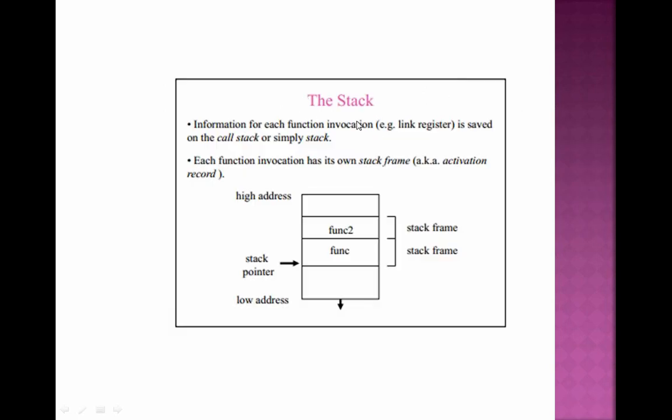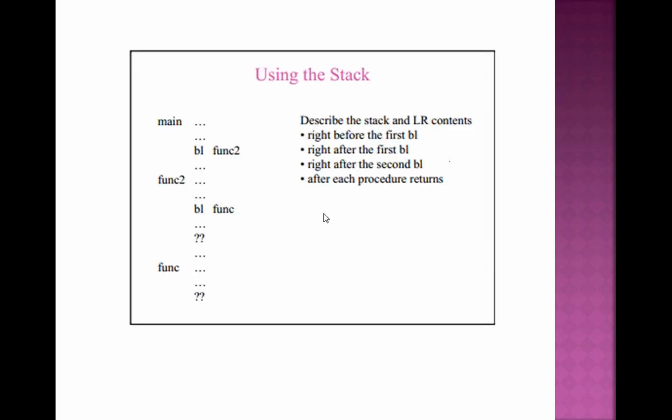Next is the same stack. Information for each function invocation, for example the link register, is saved on the core stack, or simply the stack. Each function has its own stack frame. That is your stack frame, meaning each function has its own address in the stack. This is function 1, this is function 2, this is your stack frame, this is your stack pointer, this is your low address, this is your high address. So this is the diagram for the stack. Functions are stored, there is a stack frame, a stack pointer, a low address and a high address.